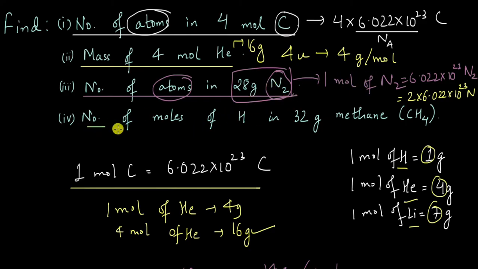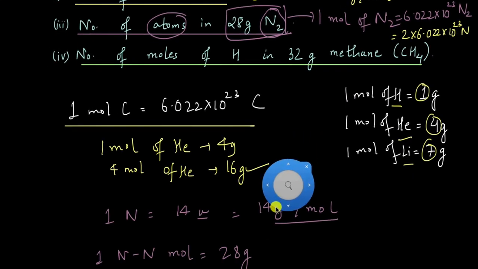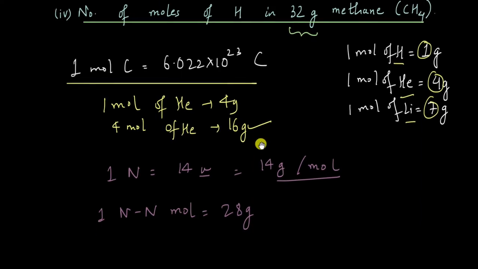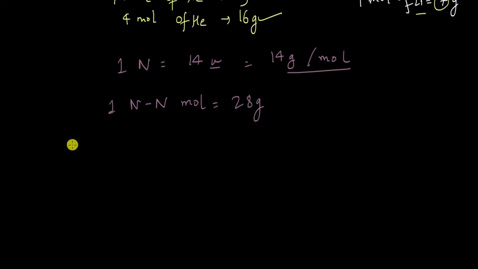Finally, let us look at this last problem. Here we have the number of moles of H atoms in 32 grams of methane. Again, we have a molecule. This is CH4. So first, let us find the molar mass of this molecule because we are dealing with masses. That is the mass of 1 mole of CH4. So CH4 is made of 1 carbon and 4 hydrogens. So the molar mass of CH4 will be the molar mass of 1 carbon plus 4 times the molar mass of hydrogen.